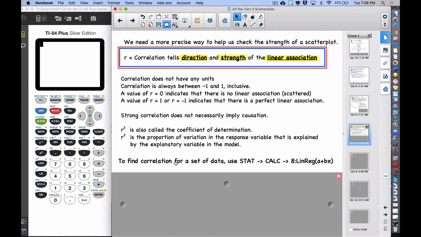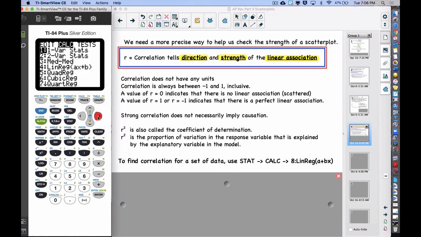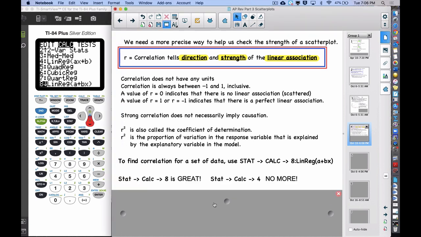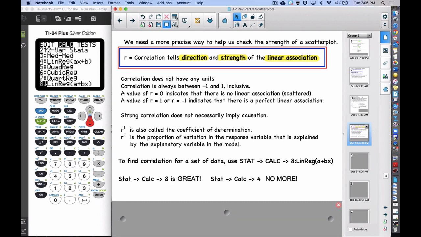We're going to use stat calc, and then we want number 8. Stat calc 4 says linreg, but the variables are in the wrong order. We want stat calc 8. So those of you who like rhymes, stat calc 8 is great. Use stat calc 4, no more. And we'll dig in and do a little bit of practice with the calculator with a set of data here at the end.